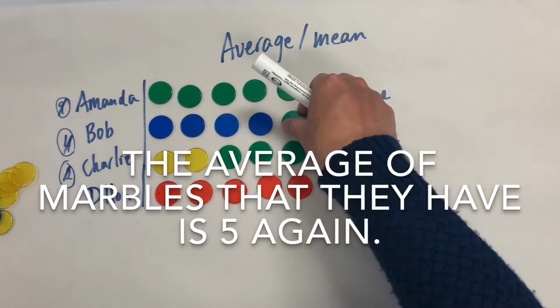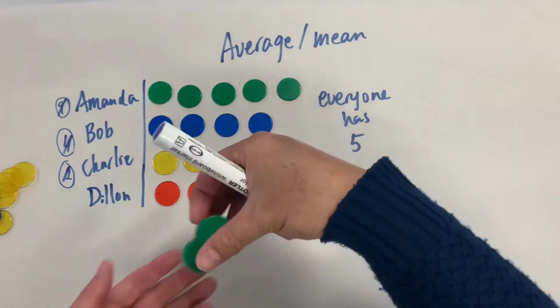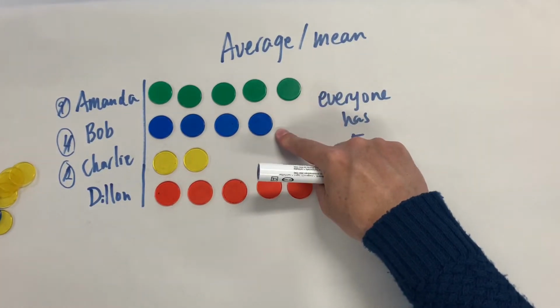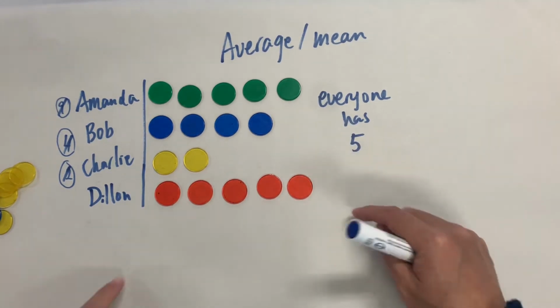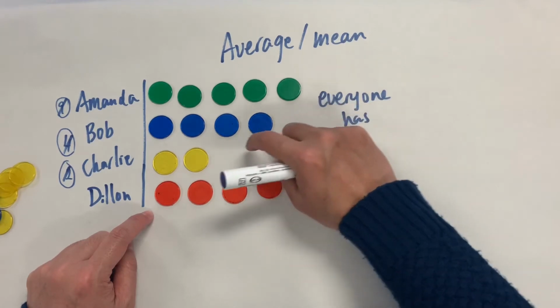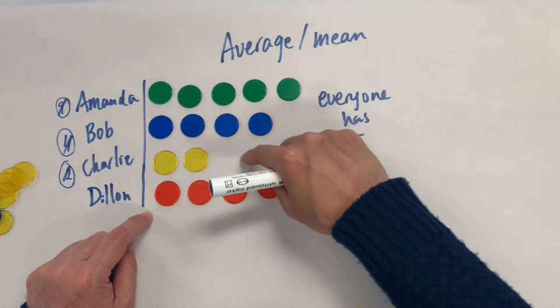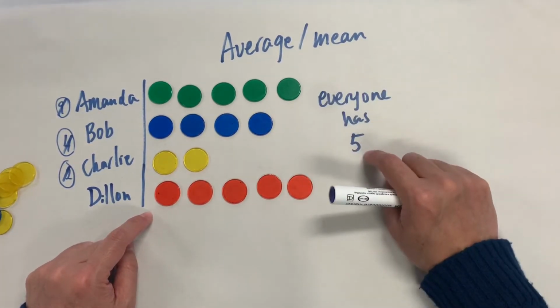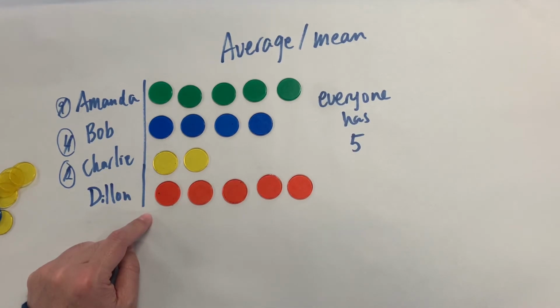I can change it. Amanda has 5, Bob has 4, Charlie has 2. How many should Dylan have if the average marble for each person is 5? Let's quickly pause the video.